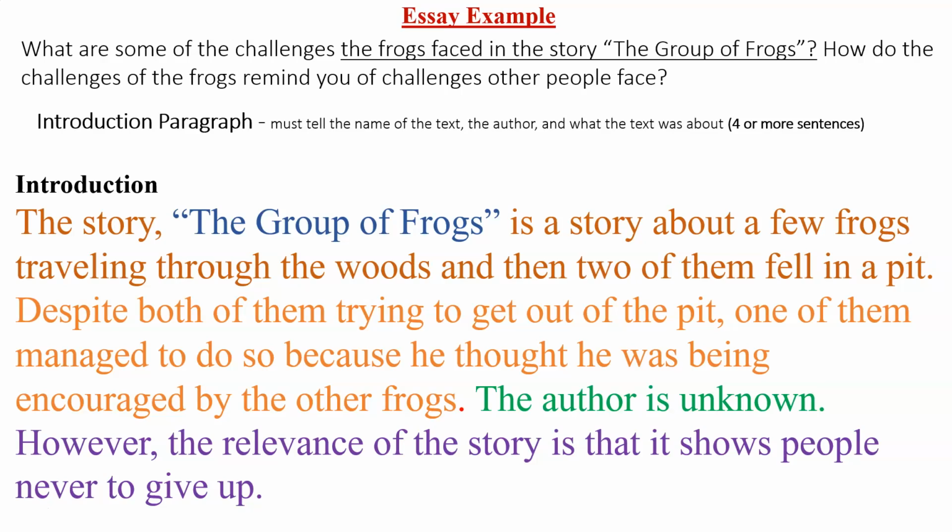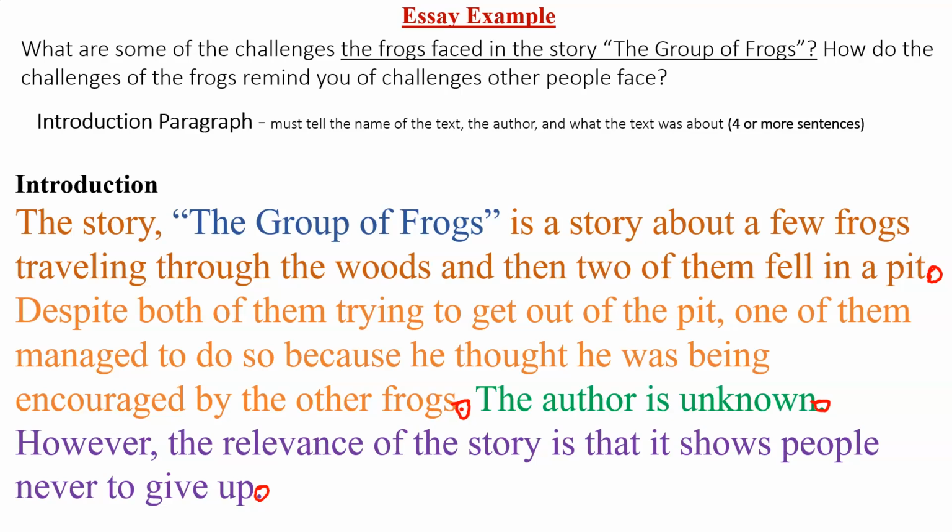So notice, introduction, the story. The group of frogs is a story about a few frogs traveling through the woods, and then 2 of them fell in a pit. That's 1 sentence. Despite both of them trying to get out of the pit, one of them managed to do so because he thought he was being encouraged by the other frogs. That's my 2nd sentence. The author is unknown, right? And then in the last part I said, however, the relevance of the story is that it shows people never to give up. That's my 4th sentence. I'm making sure that I connect with my questions, but I'm really telling what the story was about.